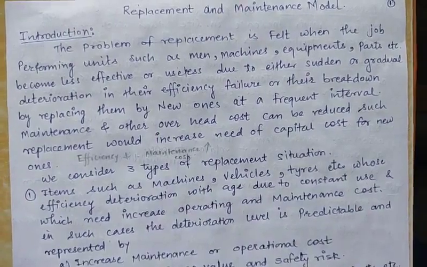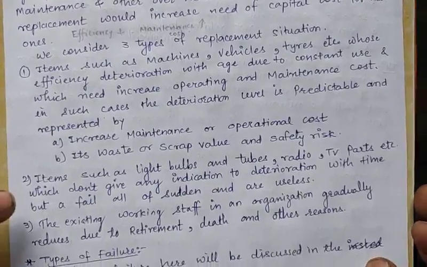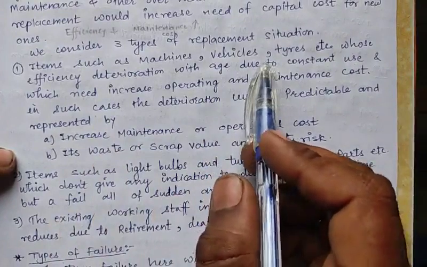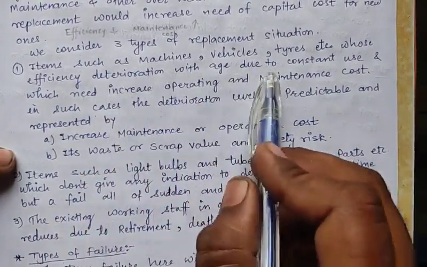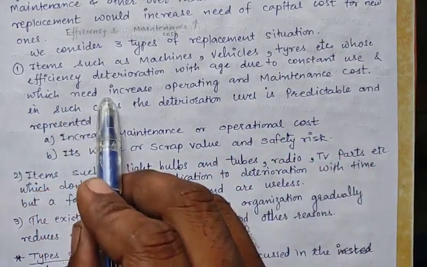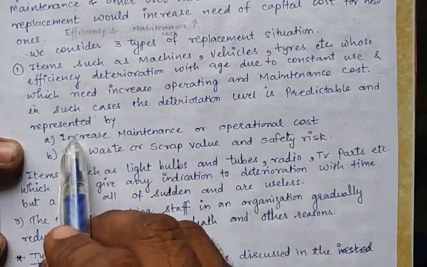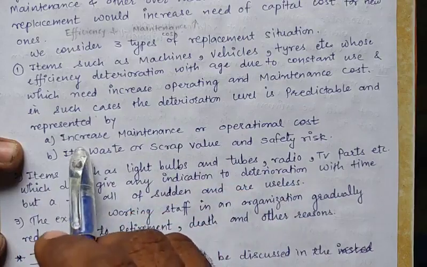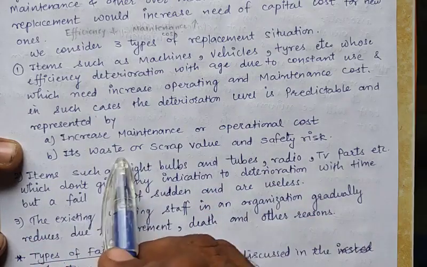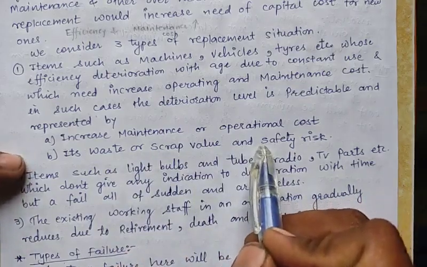Now we will see there are three types of replacement situations. So the first one is items such as machines, vehicles, tires, etc., whose efficiency deteriorates with age due to constant use and which need increased operating and maintenance cost. In such cases, the deterioration level is predictable. So the first case is increased maintenance or operational cost. The second one is its waste or scrap value and safety risk. So these are two conditions.